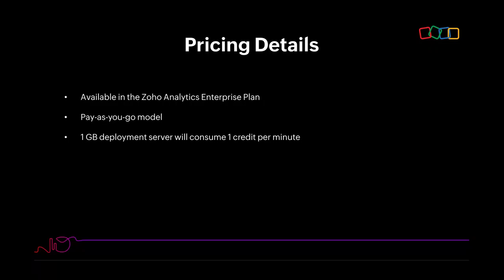This AutoML and Code Studio is available only in the enterprise plan of Zoho Analytics. These features work as a pay-as-you-go model. By default, your enterprise plan will have certain credits. 1 GB deployment server will consume 1 credit per minute. Once your credits are exhausted, you can purchase the add-ons from the store.